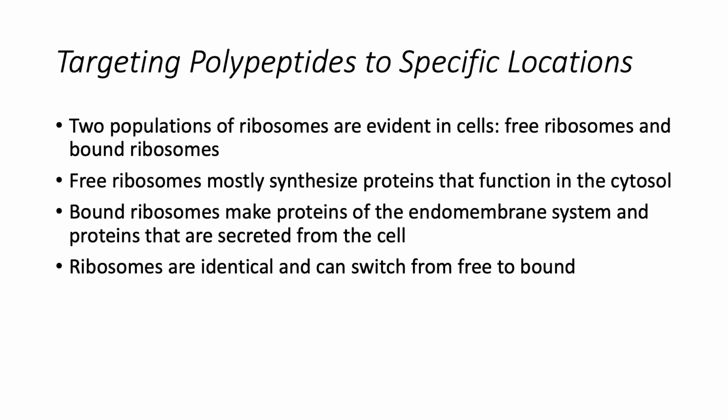So there are two populations of ribosomes that are evident in cells: free ribosomes and bound ribosomes. As a review, free ribosomes mostly synthesize proteins that function in the cytosol, and bound ribosomes make proteins of the endomembrane system and proteins that are secreted from the cell. So ribosomes are identical and can switch from free to bound.